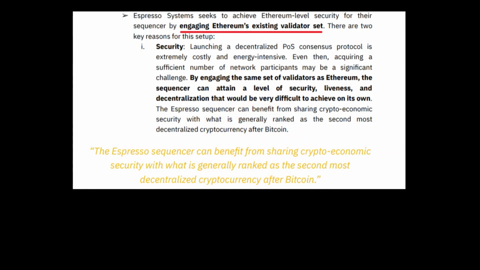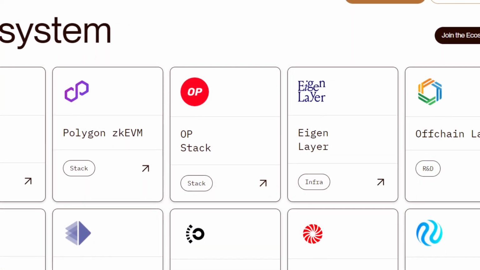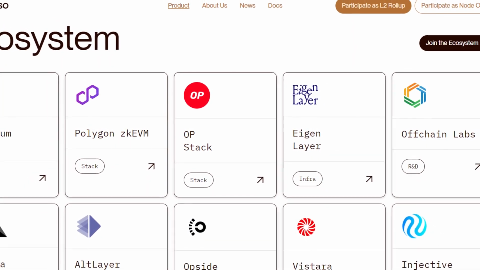To improve the number of its own validators, Espresso will open up to Ethereum validators so that they can participate in the block building process for the layer 2s and in return get paid. Espresso is currently under testing and has announced partnership with Polygon, ZK EVM, Off-Chain Labs, and other layer 2s. Astria and Radius are two other decentralized sequencer projects.